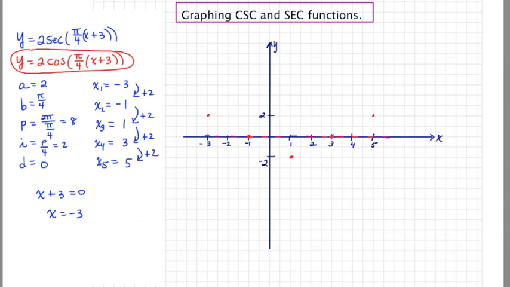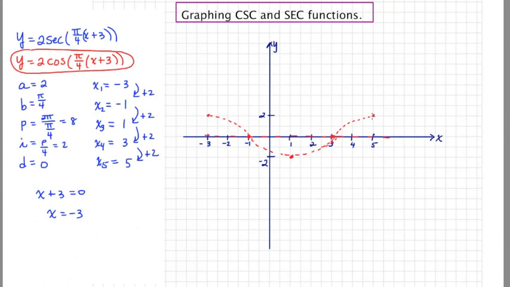This is my helper graph. It's going to be a cosine, and I'm going to make it dotted because it's not the star of the show. It's just playing a supporting role. It's just going to help me make this secant graph. Wow, that's really not very good, but it's all right. It's good enough. Actually, it's not too bad.